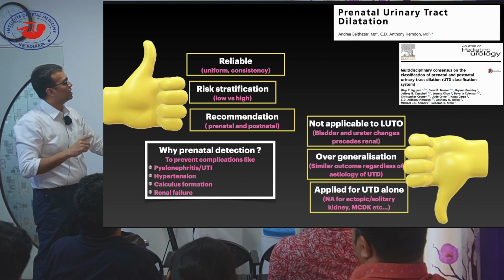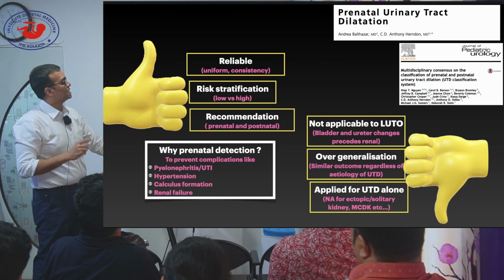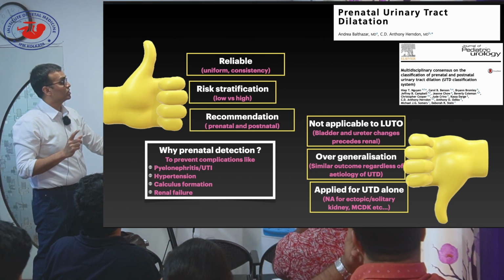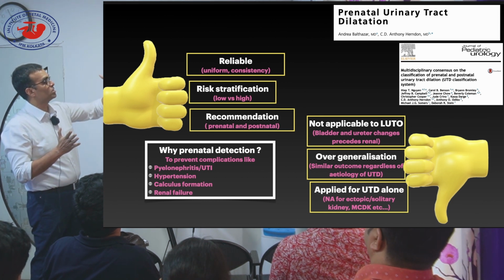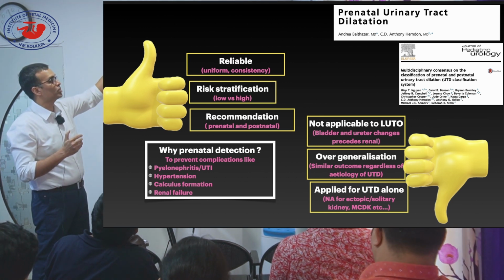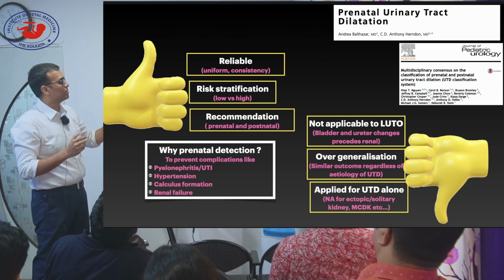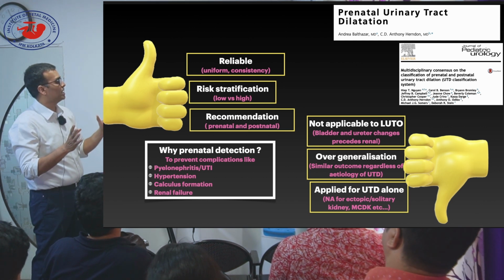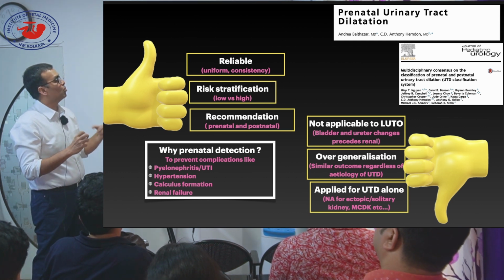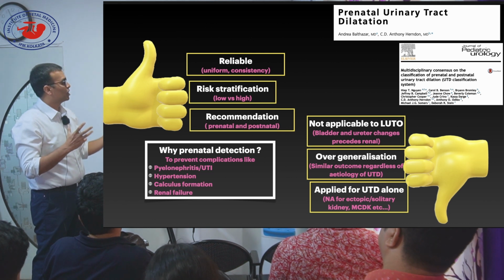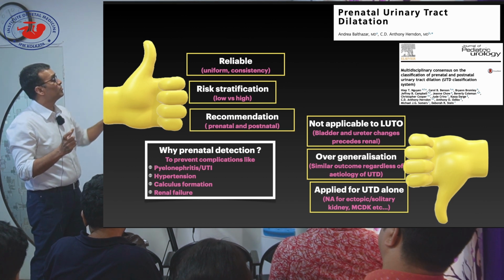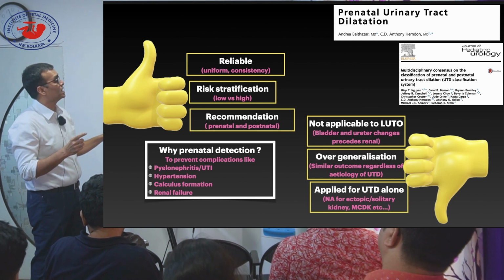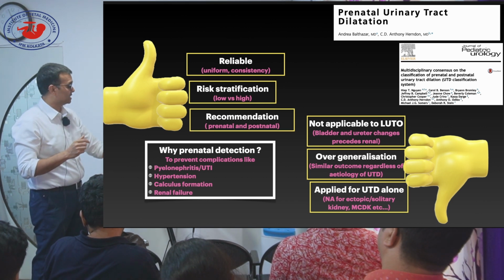There are certain drawbacks of this paper. It is not applicable to lower urinary tract obstruction. So if there is posterior urethral valve, and secondary to posterior urethral valve there is upper urinary tract dilatation, this paper does not allow you to do that, and there is sometimes over generalization. Okay, and it is applied for UTD alone. That means it is not applicable for ectopic or solitary kidney or multicystic dysplastic kidneys.